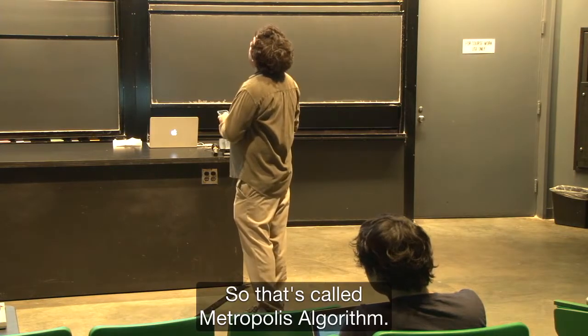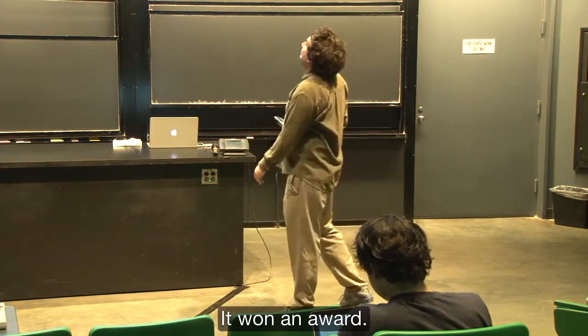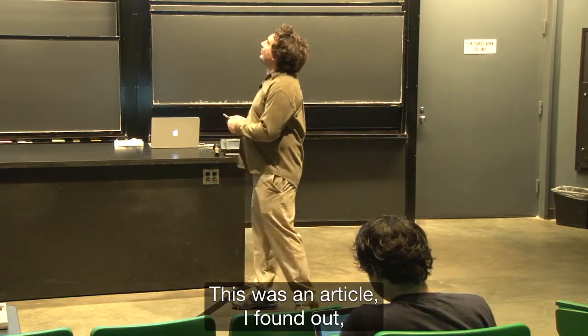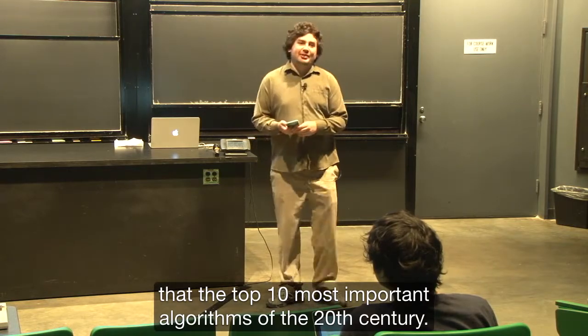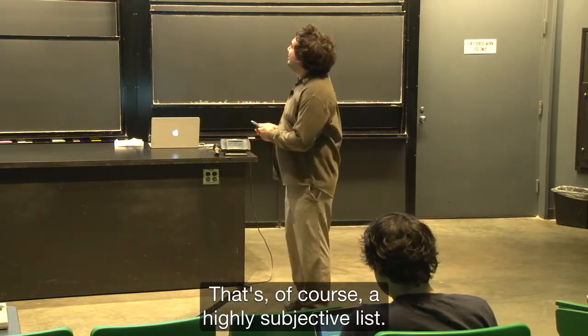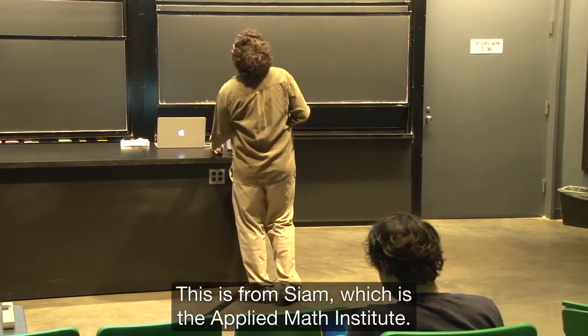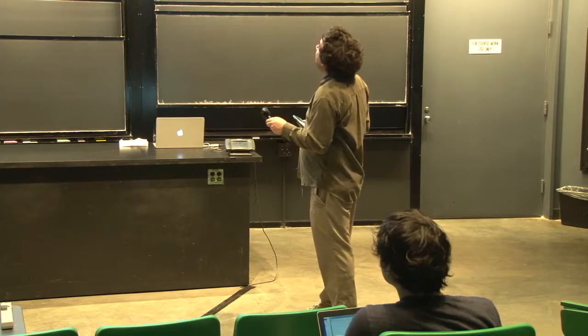So that's called the Metropolis algorithm. It won an award. This was an article I found that's the top 10 most important algorithms of the 20th century. That's, of course, a highly subjective list. This was from SciAm, which is the Applied Math Institute.